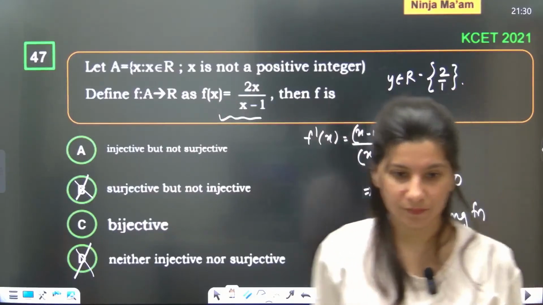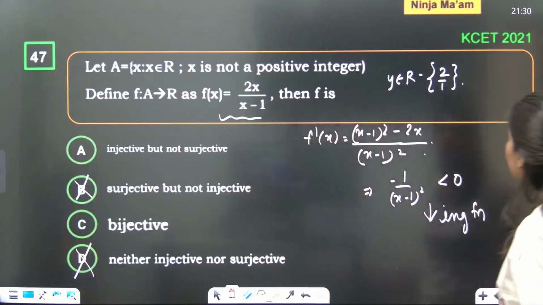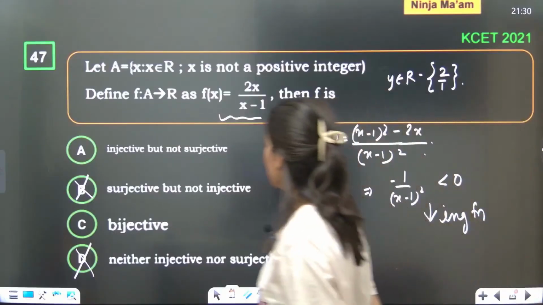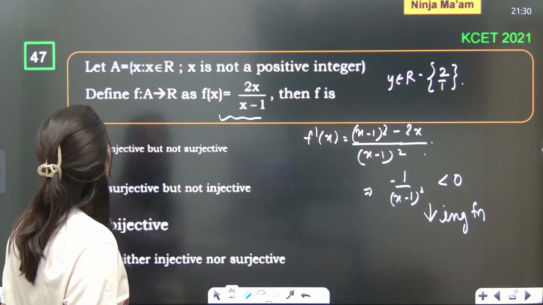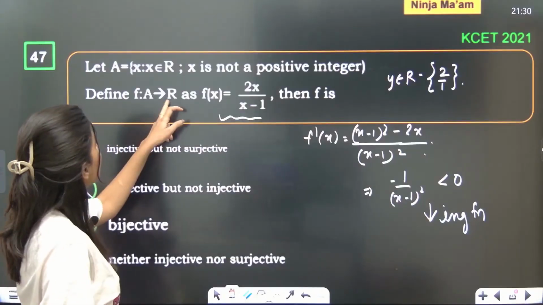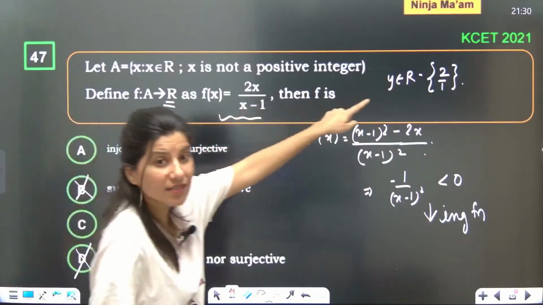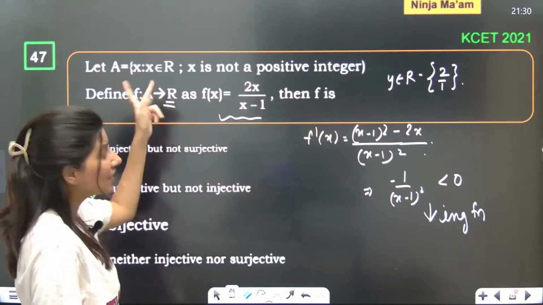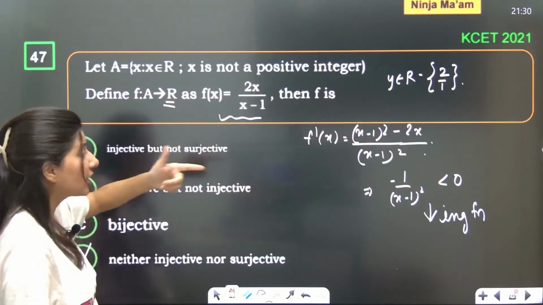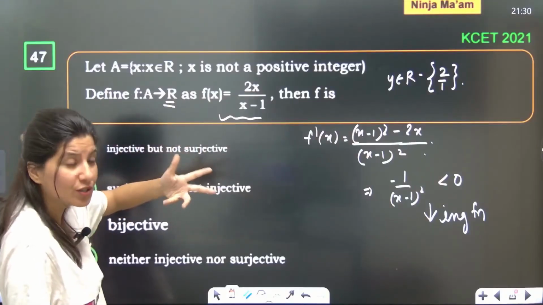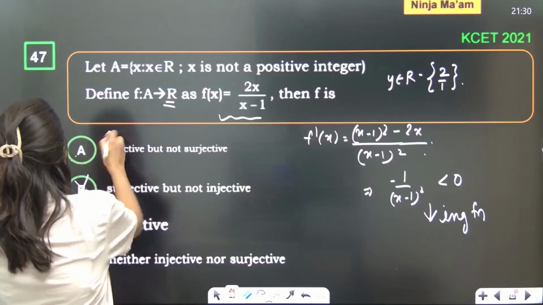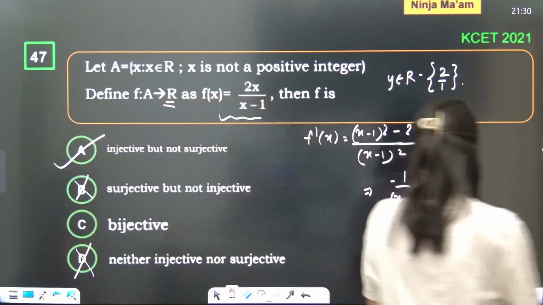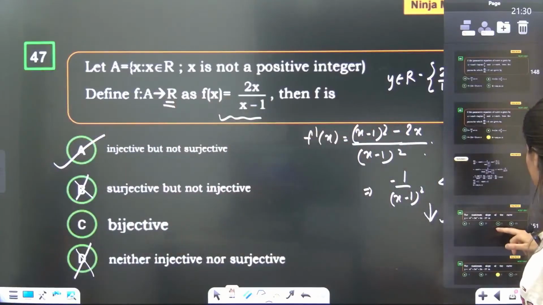Okay. R minus 2, so all real values except minus 2. Now if I talk about this, this is your codomain and this is your range. Codomain and range are not matching. So this is not at all a surjective, or what we call an onto function. Not onto. So injective but not surjective. So that is why option A is absolutely right.